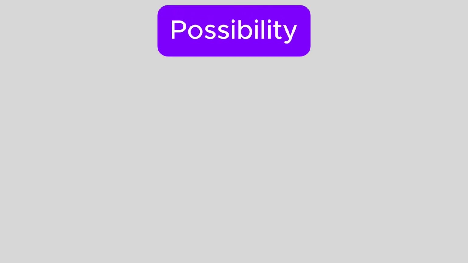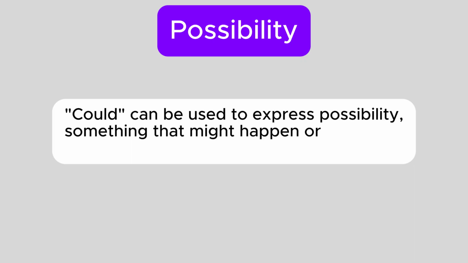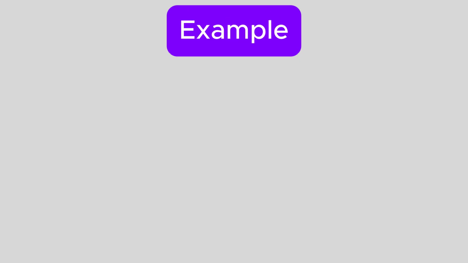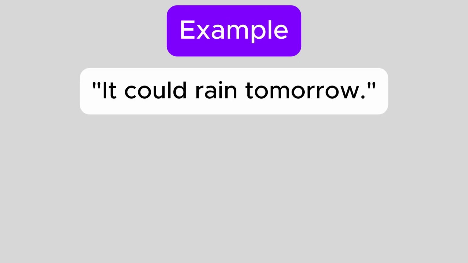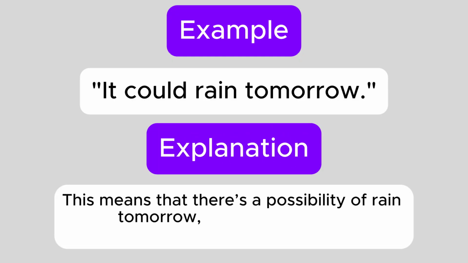Possibility. Could can be used to express possibility, something that might happen or is possible in the future or present. It could rain tomorrow. This means that there's a possibility of rain tomorrow, but it's not certain.